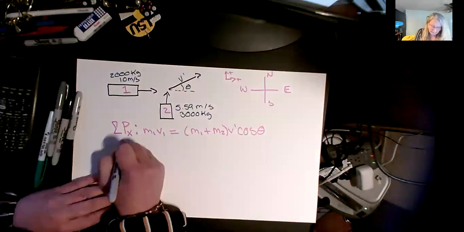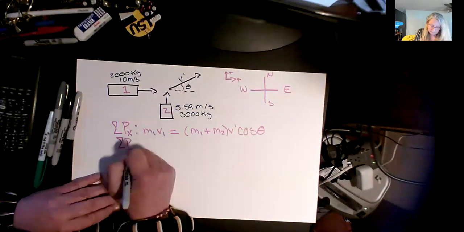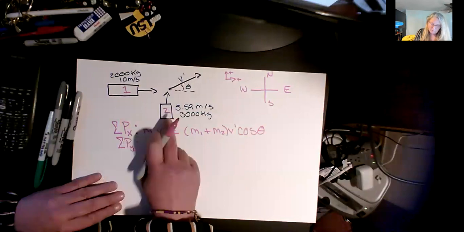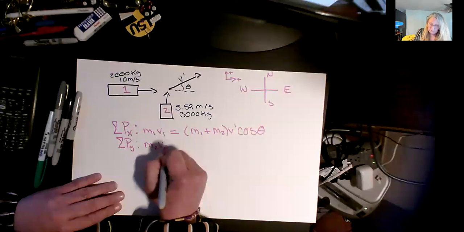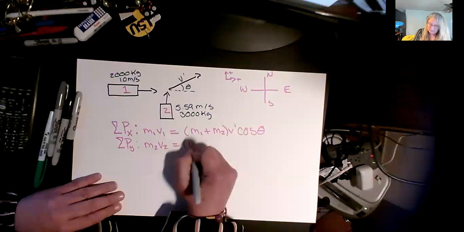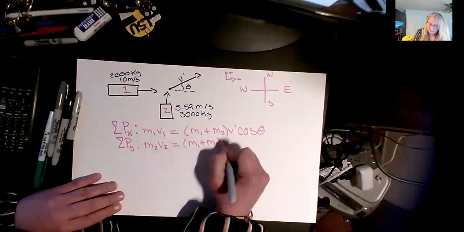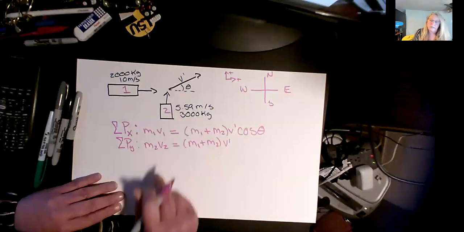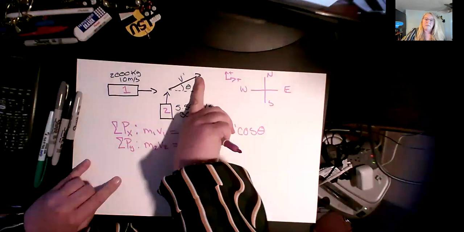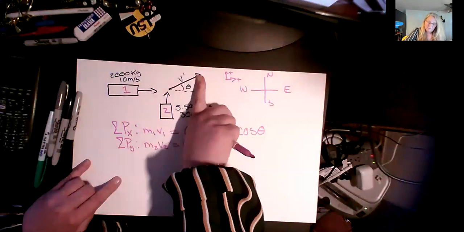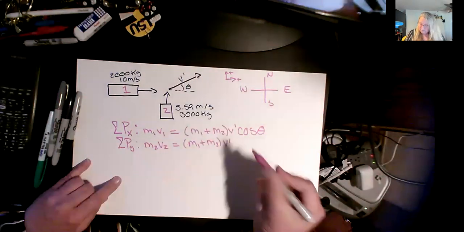Now let's look at our Y. And the Y I have, let's see, mass 2 is the only thing in the Y. So mass 2, velocity 2 equals, once again, the sum of the masses because they've stuck. That hasn't changed. My V prime, that's still the same. But this time, I want the Y component of that velocity. So the sine function, opposite side. So sine of theta.